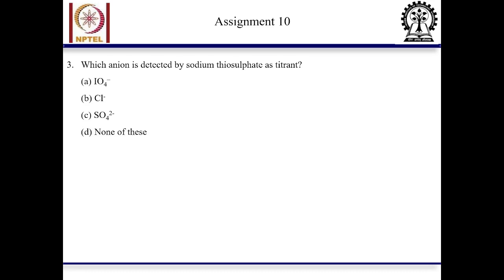Sunil, can you give me some hint? Like what kind of titration it is called? Redox titration, but it has some specific name also. It is redox titration. It has some name also.